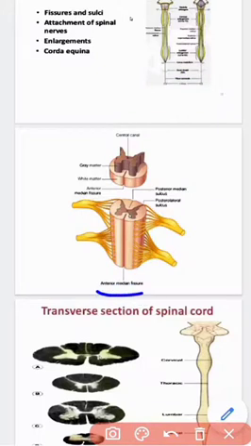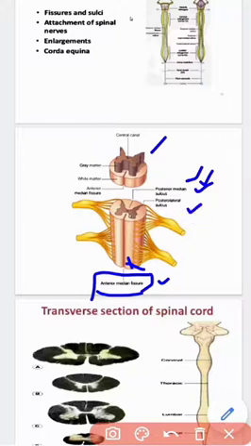See, this is the anterior part and this is the posterior one. The butterfly or H shaped region is called gray matter, and this is white matter. Anteriorly, you have the anterior median fissure. Fissure means narrow and deep. Posteriorly, you have the posterior median sulcus. One thing you must keep in mind: the anterior median fissure is only one, while there are many sulci, which I'll explain later.